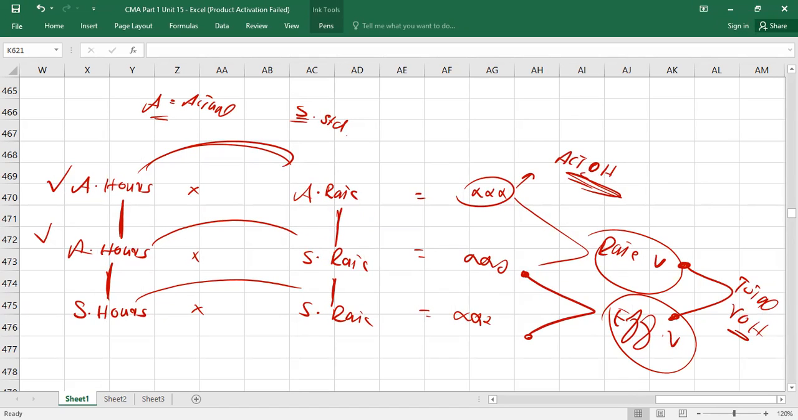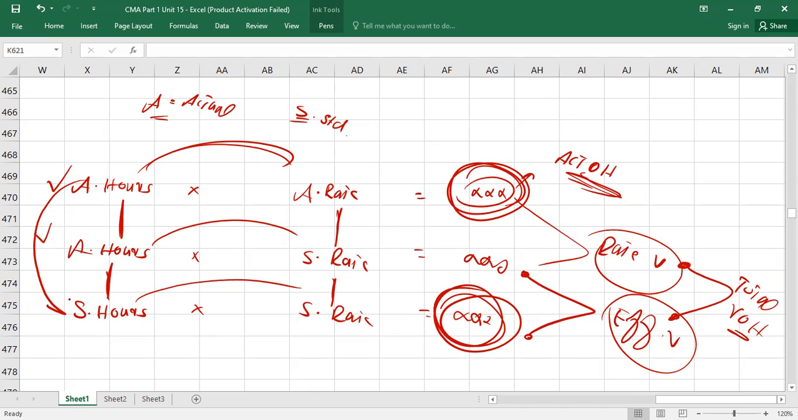So there is one more shortcut to get total variance. What is the shortcut? Take the difference of the first line and last line directly. Look, check. Is there a difference in hours or not? Actual hours and standard hours. Is there a difference in rate or not? Actual rate and standard rate. It means if I take the difference of the first line and third line, this will also give you total variance.